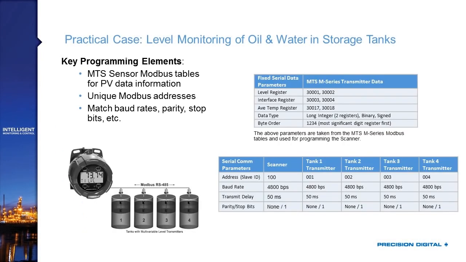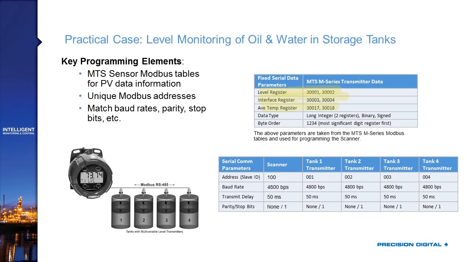Once they've got it wired and they've got the 485 going to all the devices, they have to program it. So what's their next step? Well, they have the MTS sensor Modbus tables, and they're going to use that to look up their process variable data. A quick look up in the table is going to let me know the location of my level register that contains my level process variable, my interface register, and my temperature register.